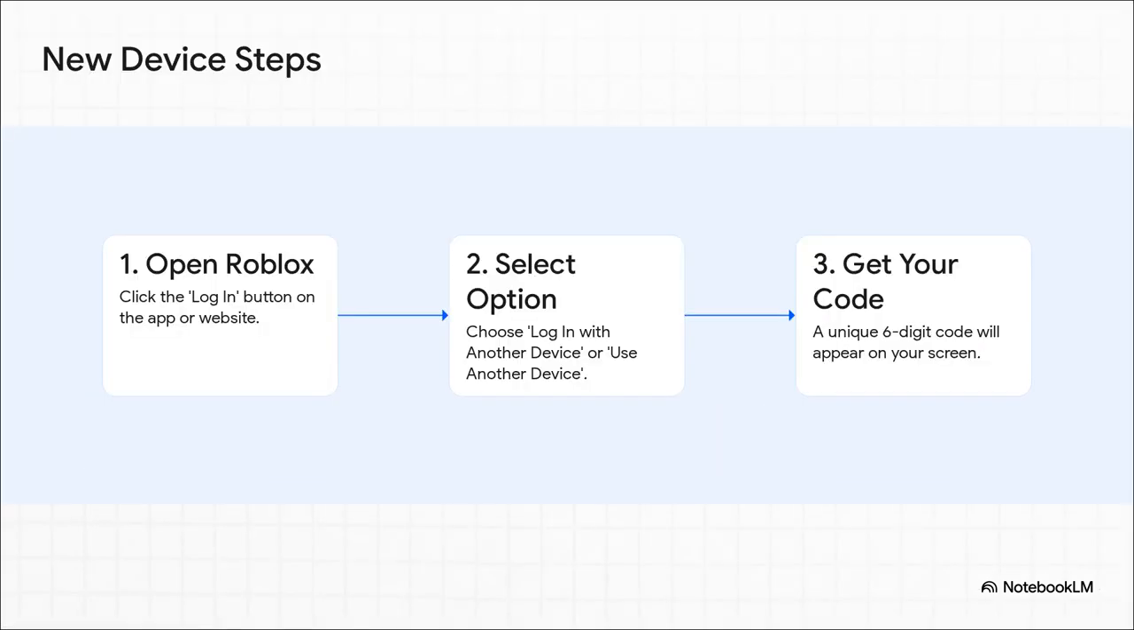So on your new device, say your Xbox or new laptop, just open up Roblox and click Login. But instead of typing anything, look for an option that says something like Use another device. You click that, and boom, a unique 6-digit code pops right up on the screen. Think of it like a temporary key.